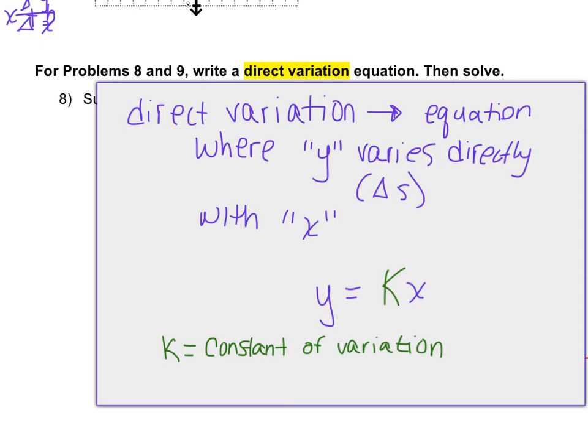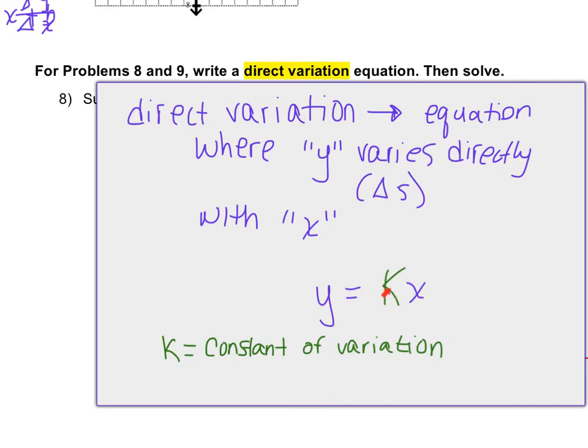of variation. It is the thing that creates the change. And it makes sense: if I know y varies directly with x, y is going to change depending on what x is, and it's going to change by this k. What's that equation about? If it's y equals 2x, it means that y is always twice x. If it's y equals 4x, it means y will always be whatever x is times 4.